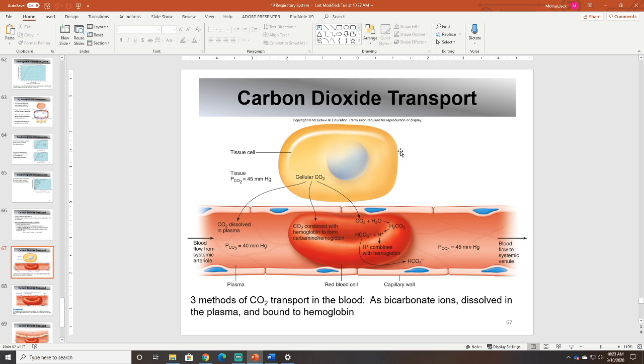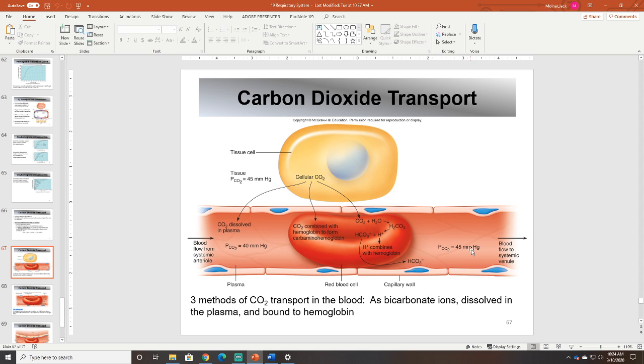All right, so here we are in the tissues. You can see a cell here is the source of CO2, produces it. It diffuses out into the blood capillary because the partial pressure of carbon dioxide in the tissue is 45 millimeters mercury. Partial pressure of carbon dioxide in the blood capillary is 40 millimeters mercury at the arterial end. Now, after the blood has had some time to pass through the capillaries and equilibrate with the tissues, you'll see at the venous end that the partial pressure of carbon dioxide is 45 millimeters mercury.